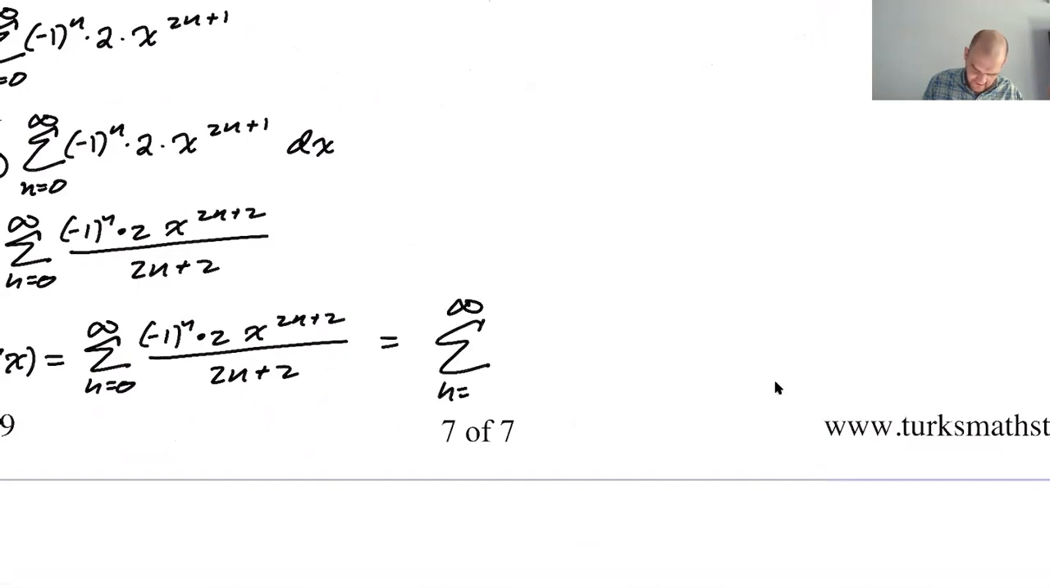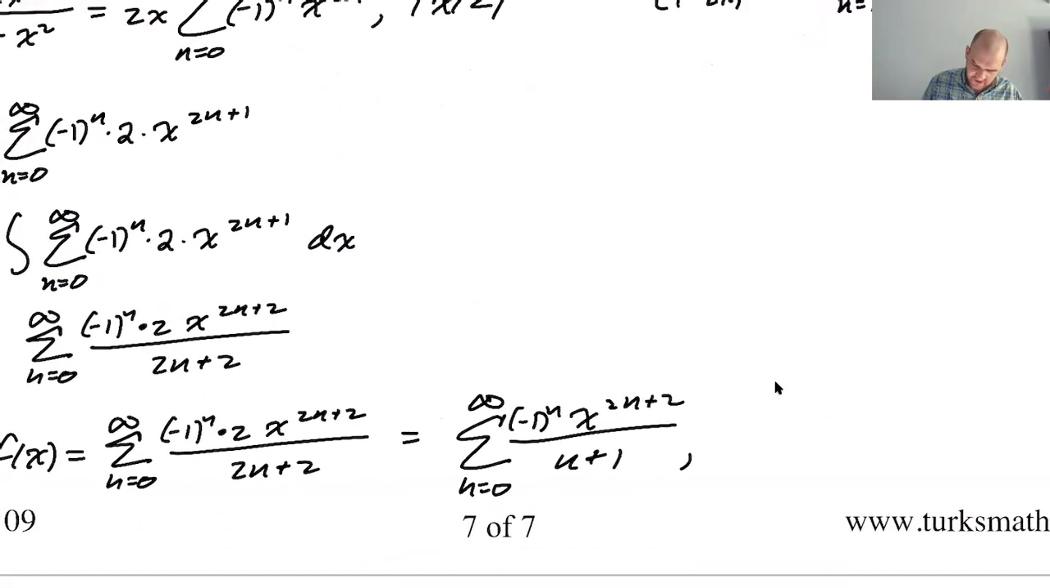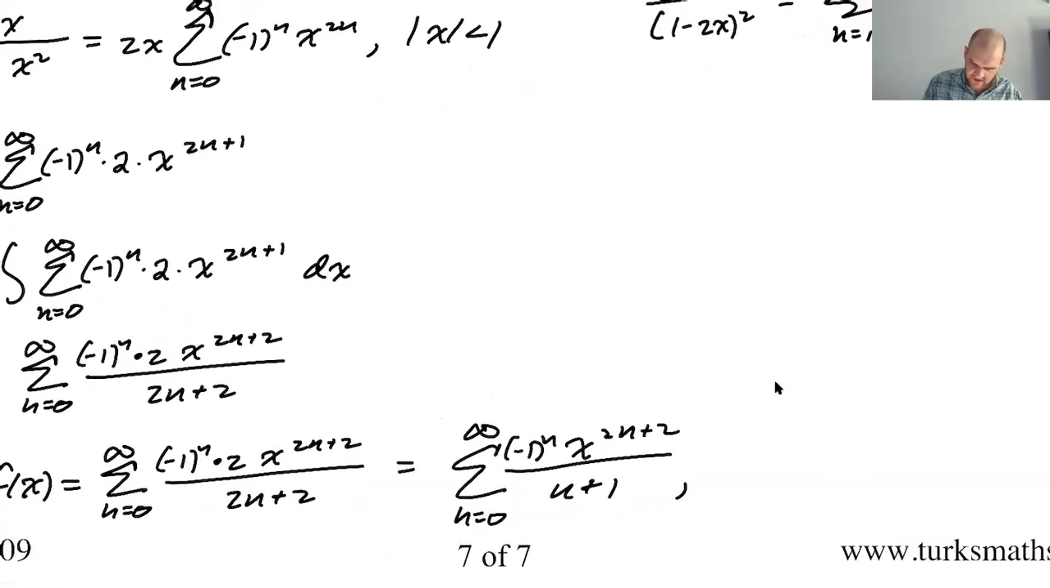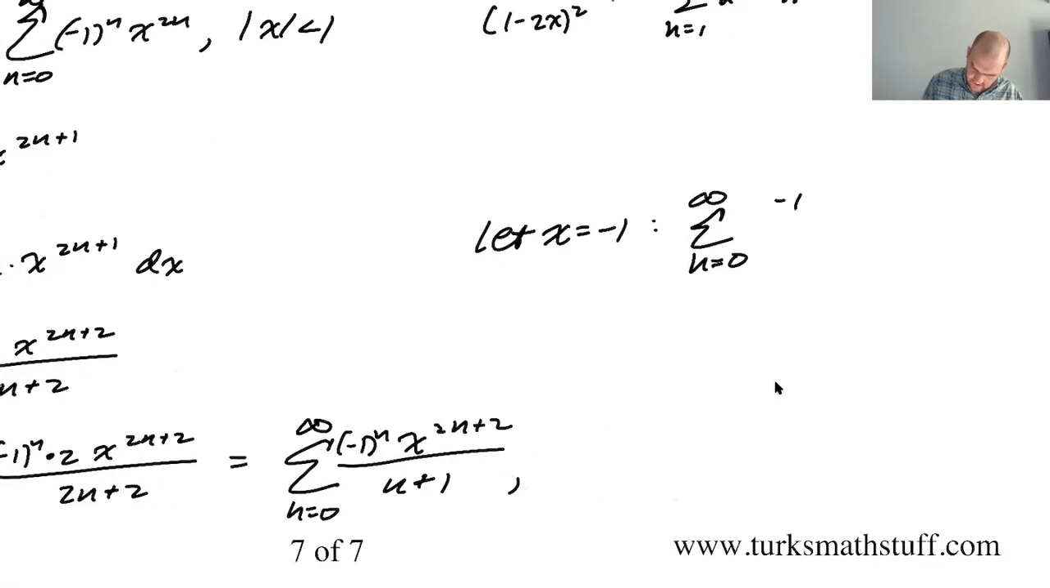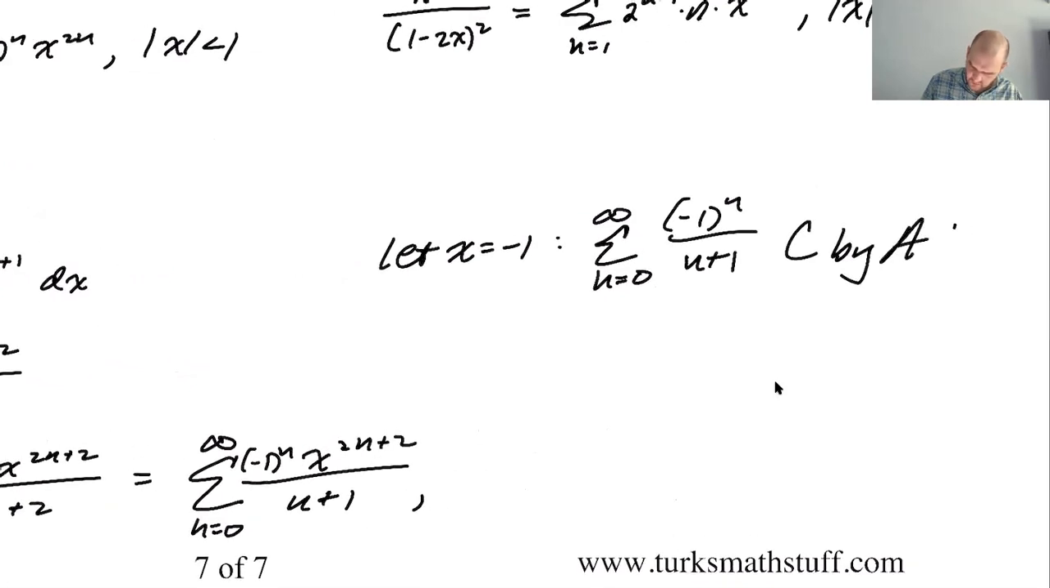I don't know. I feel like if I prove anything in making these videos, it's that I don't do the problems ahead of time. Which I think makes it more authentic, you know? If I plug in 1, I get negative 1 to the n plus 1. So let's say x equals negative 1, we get negative 1 to the n over n plus 1, which converges by alternating series test, of course.